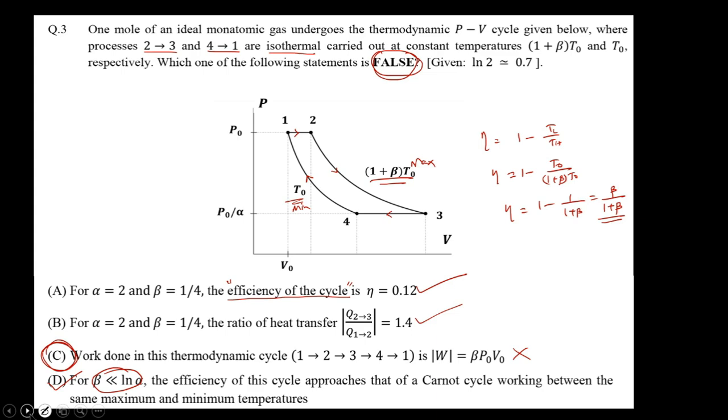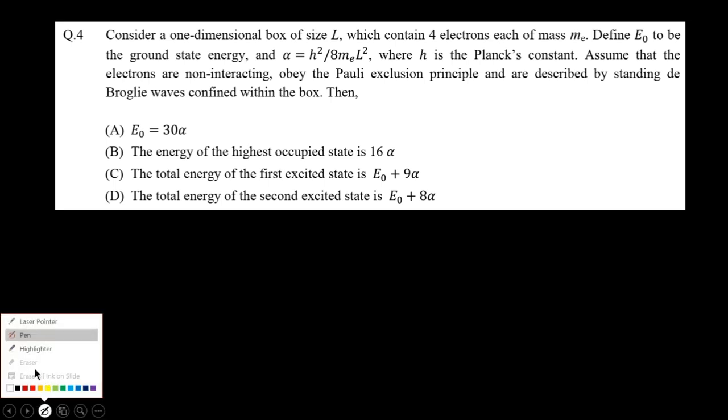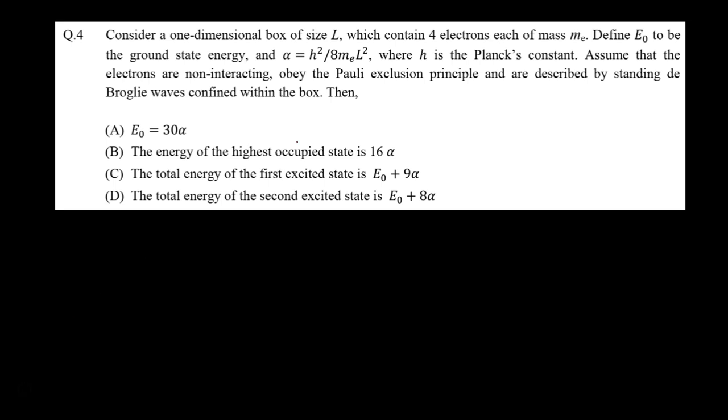So let us move to the fourth question. Yeah. In this question they have given a one dimensional box of size L. This type of question has already been given previously in JEE Advanced only. So the box size is L. Now 4 electrons are there. The mass of each electron is m e. E naught is the ground state energy. The alpha value, some value is given, Planck constant and all, non-interacting, obeying the Pauli exclusion principle and described by standing de Broglie waves confined within the box.